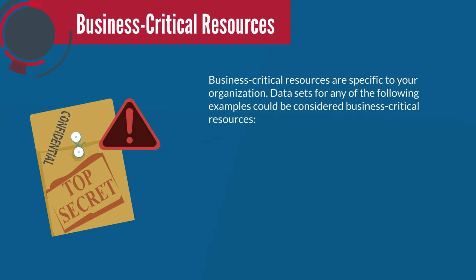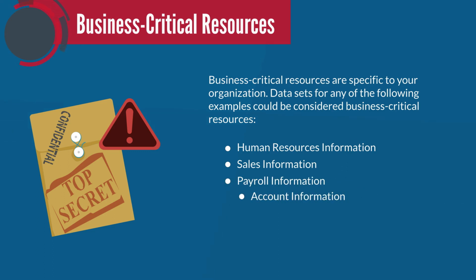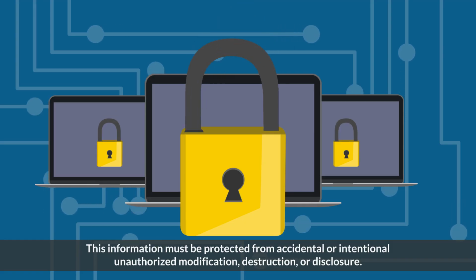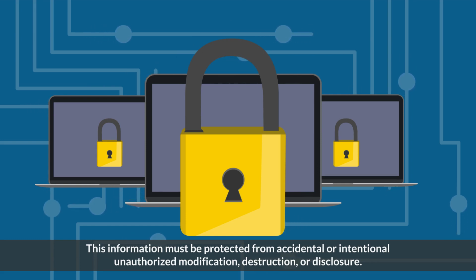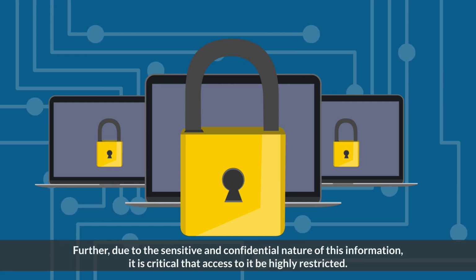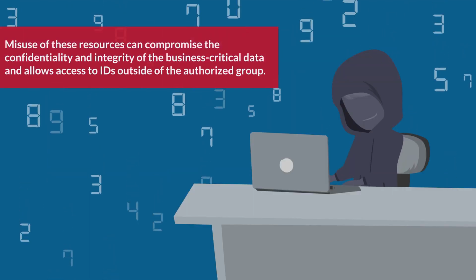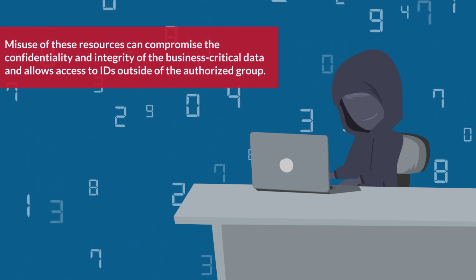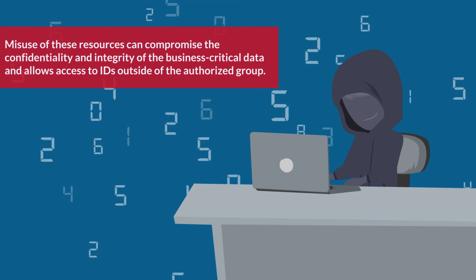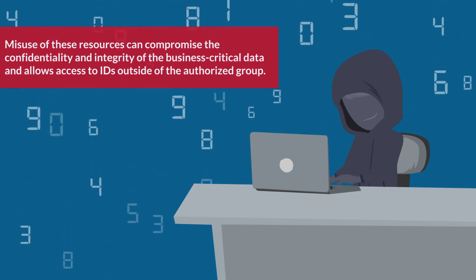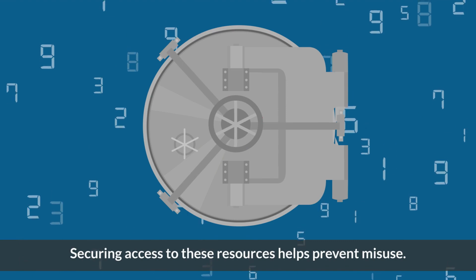Datasets for any of the following examples could be considered business-critical resources: human resources information, sales information, payroll information, and account information. This information must be protected from accidental or intentional unauthorized modification, destruction, or disclosure. Further, due to the sensitive and confidential nature of this information, it is critical that access to it be highly restricted. Misuse of these resources can compromise the confidentiality and integrity of the business-critical data and allows access to IDs outside of the authorized group. Securing access to these resources helps prevent misuse.